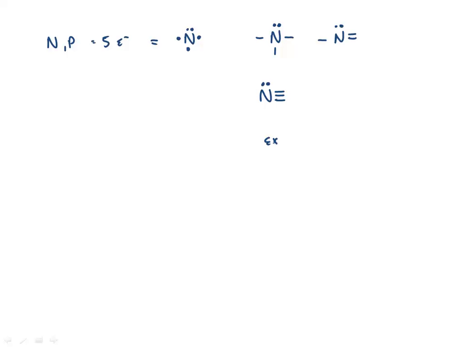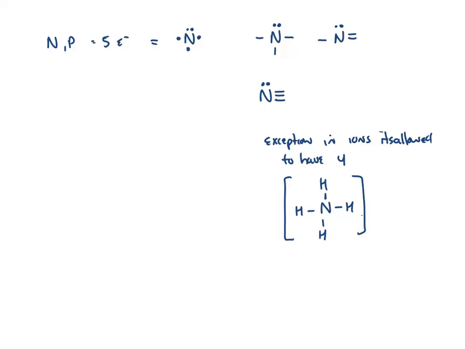And then, of course, the exception to that is in ions, where it's allowed to have 4. So for instance, if I take a look at nitrogen in the ammonium ion, that's our normal cation. It's allowed to have 4. So, we can break these rules. It's just that for normal molecules, we're not going to break it. The only time we're really allowed to break those rules is if we have extra electrons or we're missing some electrons.